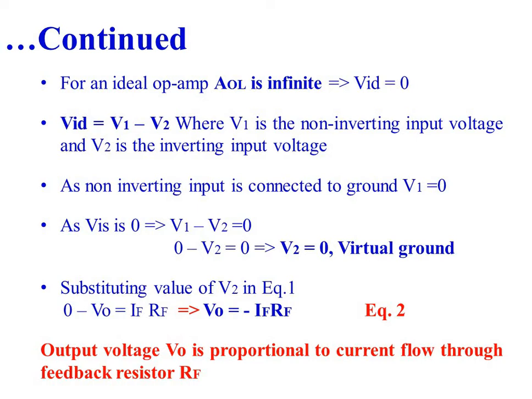So substituting this V2 in equation number 1, we will get 0 minus V0 is equal to IF RF. Or we can write the equation for output voltage: V0 is equal to minus IF RF, equation number 2. So this means that the output voltage V0 is proportional to the current flowing through the feedback resistance RF.